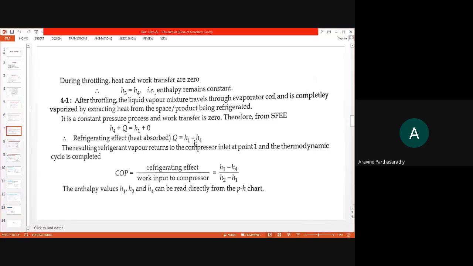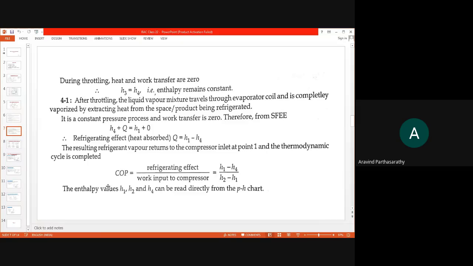So now we know that the refrigerating effect divided by the work input to the compressor is the COP. So the efficiency COP is equal to the refrigerating effect, which is the heat absorbed, H1 minus H4, divided by the work input to the compressor, which is H2 minus H1. Okay, H2 minus H1. So don't forget this formula. This formula is very important.